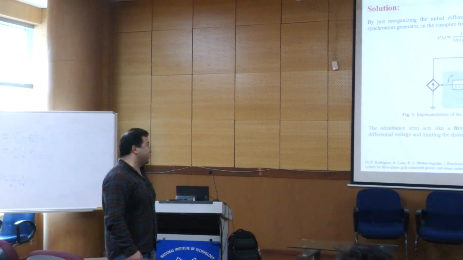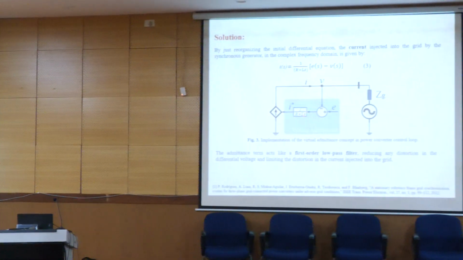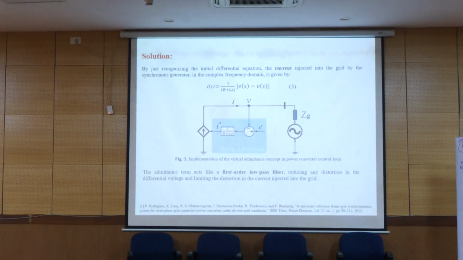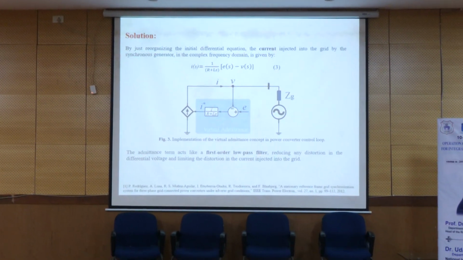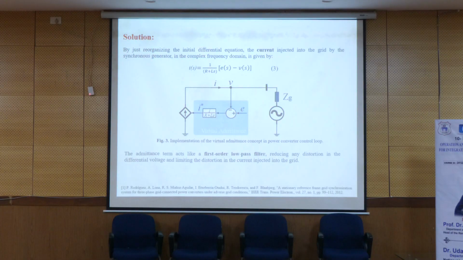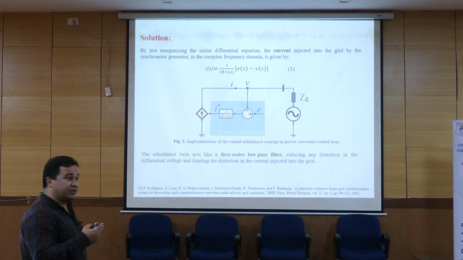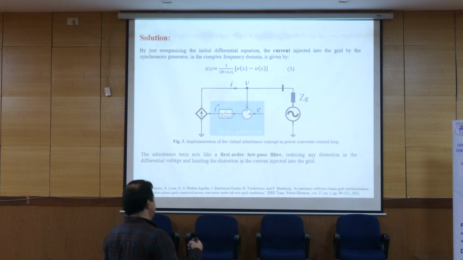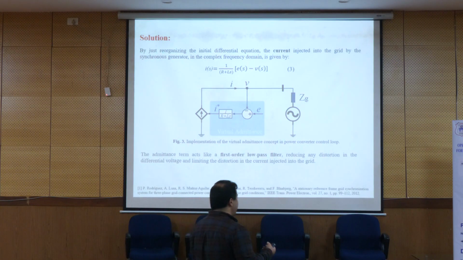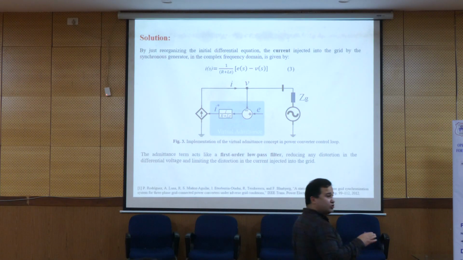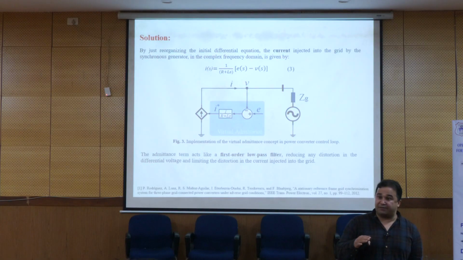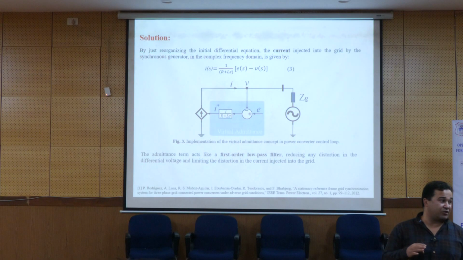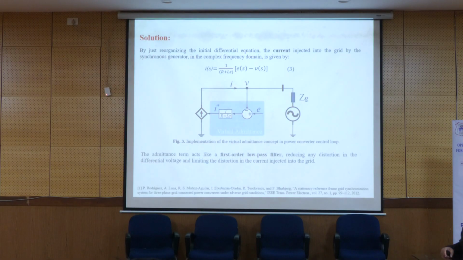Thank you. So you see that this R plus Ls works as a low pass filter. So instead of increasing the disturbances in the current from the converter to the grid, it reduces them. It works like a low pass filter and provides less distortion from the converter to the grid. So this is the benefit of this type of technology that we are going to use.